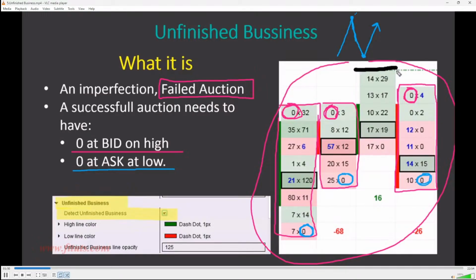Now let's have a look at this footprint. In here there are 14 contracts traded on bid and 29 on ask. So if this was a successful auction, this would need to be 0 and 29, but there's 14. So this is a failed auction. In here, the buyers were willing to buy for higher prices, but the price turned and went downwards. And this is sort of weird.